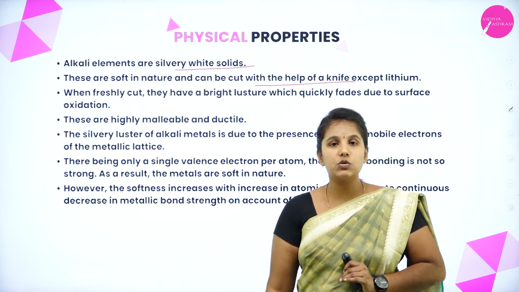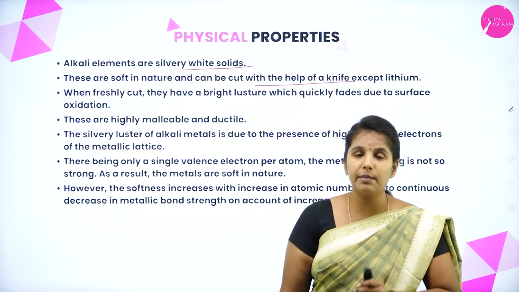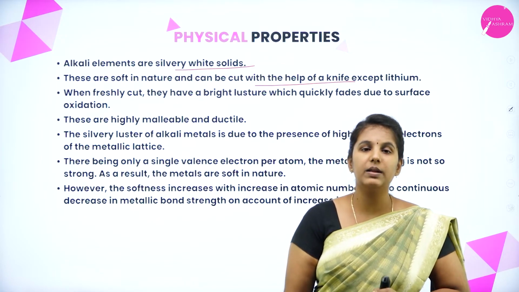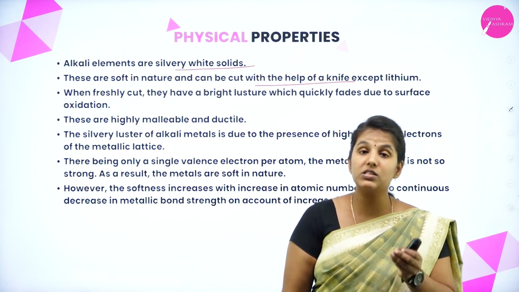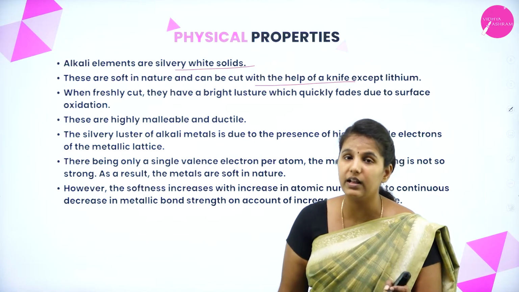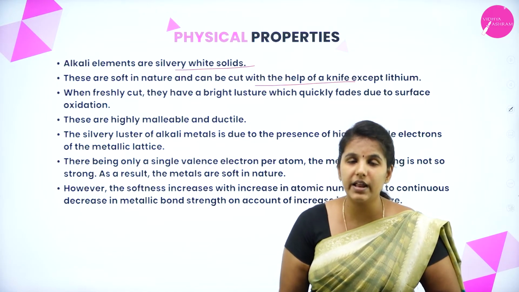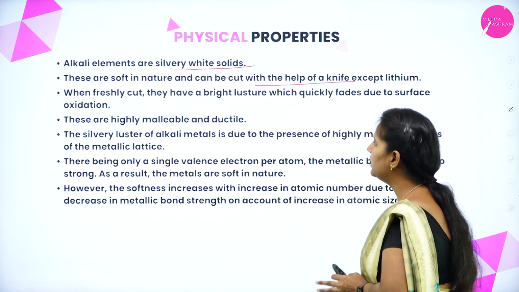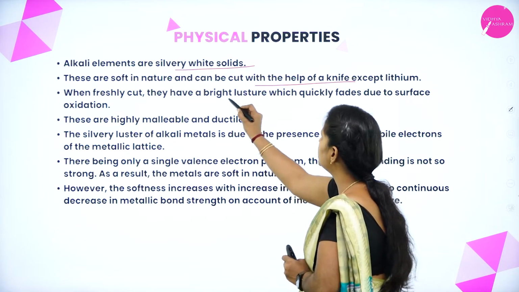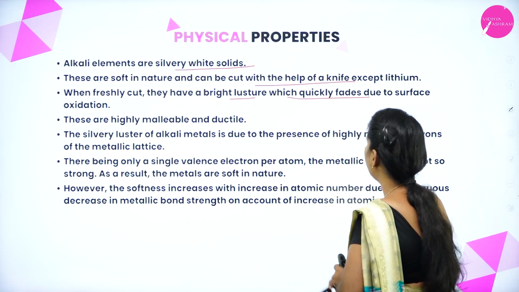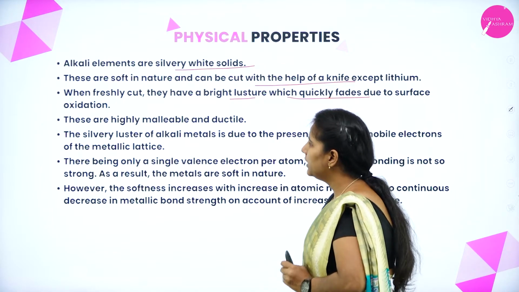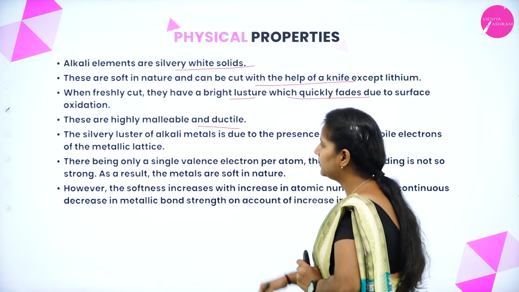That is why sodium and potassium metals are kept in kerosene, and we can easily cut them using a knife because these are very soft metals and they give a silvery solid appearance. When freshly cut, they have a bright luster, which quickly fades because of surface oxidation, and they are malleable and ductile also.